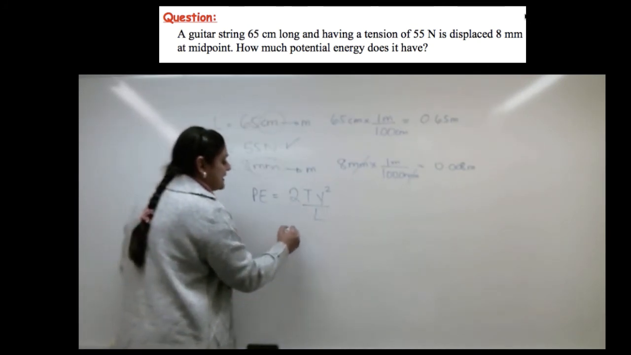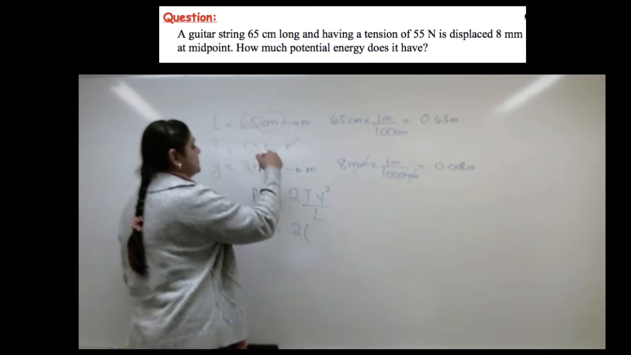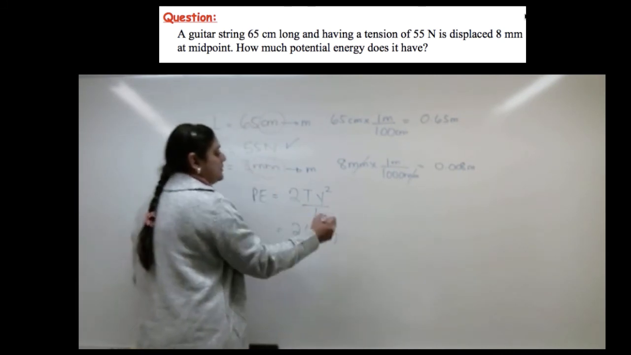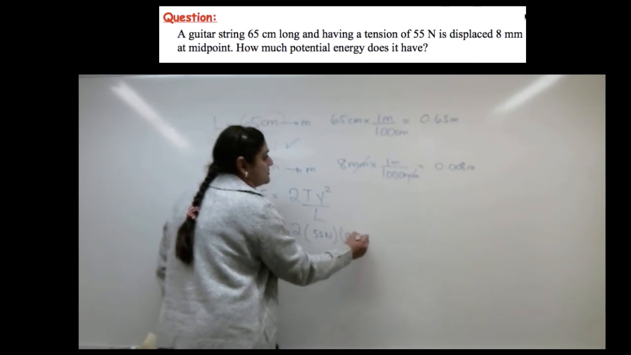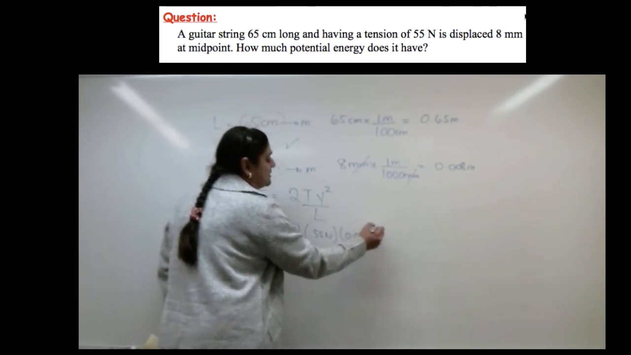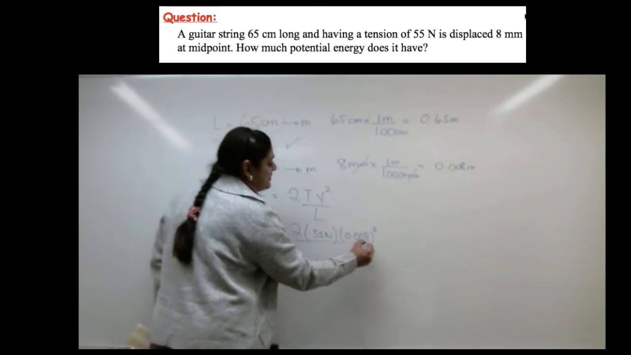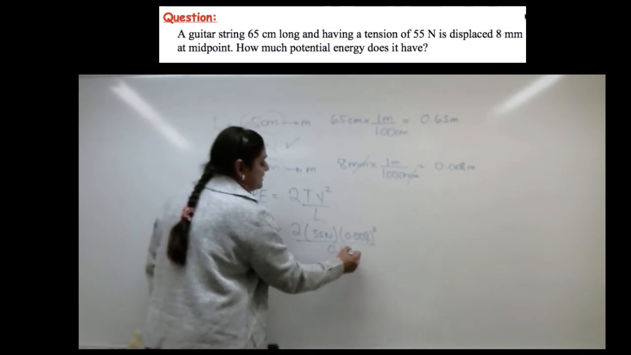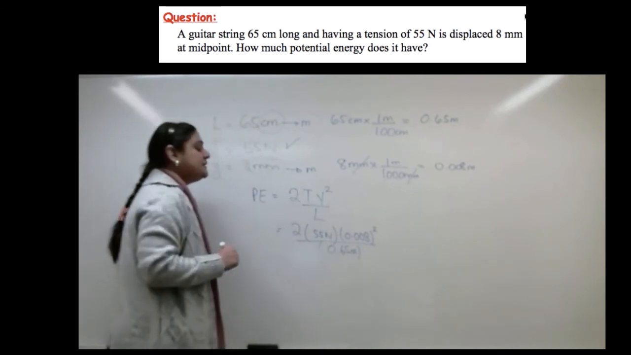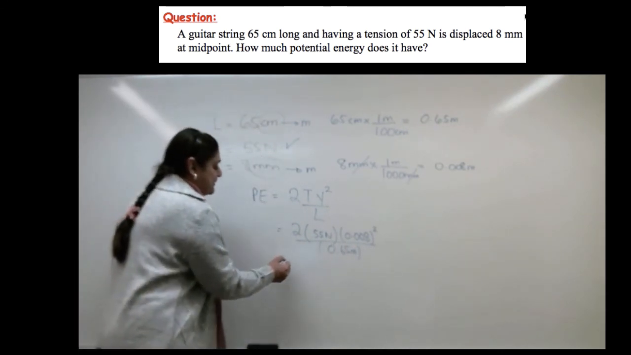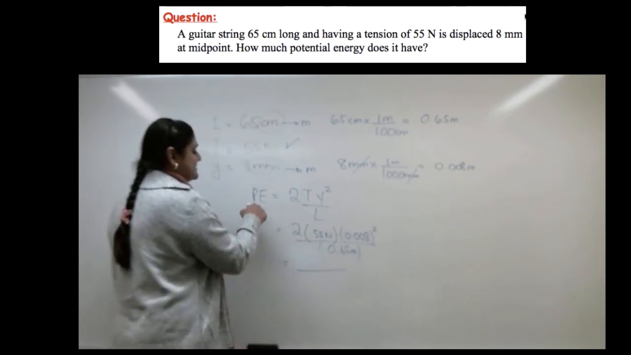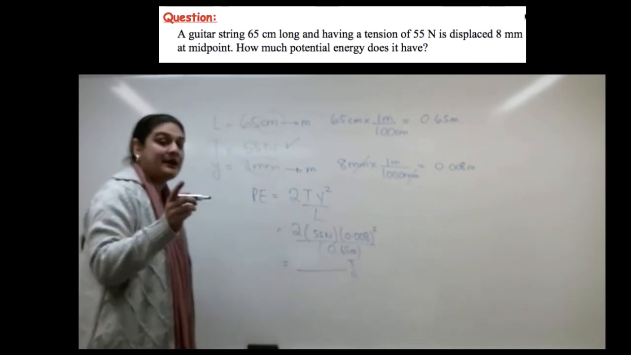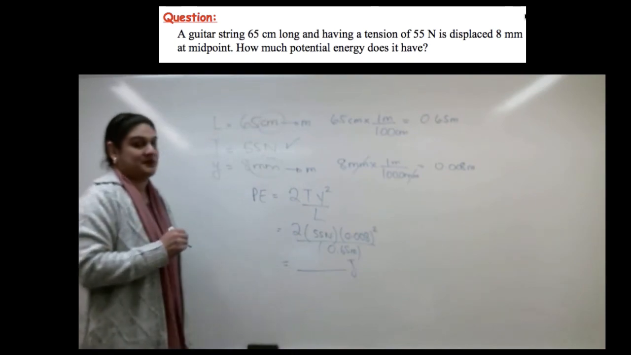So what I can do is I can rewrite 2 times tension, which is 55 newtons. I can plug that in. y, which is 0.008 meters, which I can plug in, divided by the length, which is 0.65 meters. And put it into your calculator and come up with an answer. And since this is potential energy, the answer will be given in joules. And I will leave that up to you guys to figure out what the answer is.